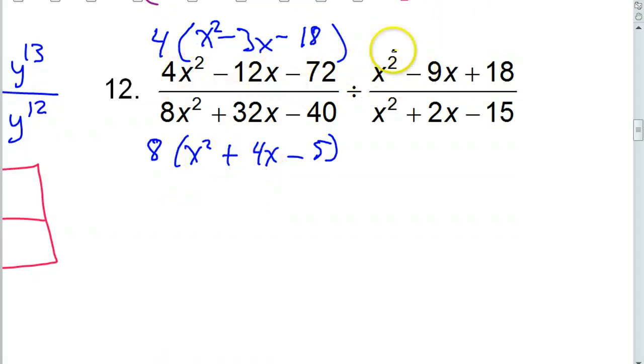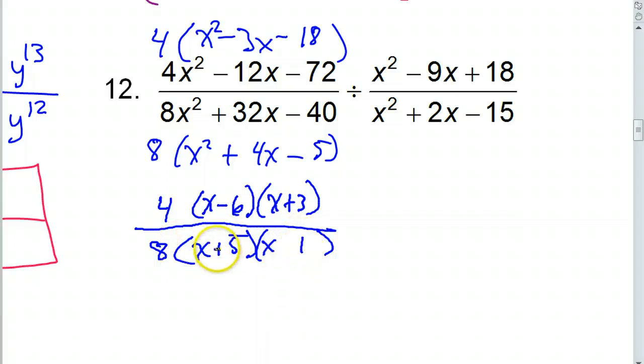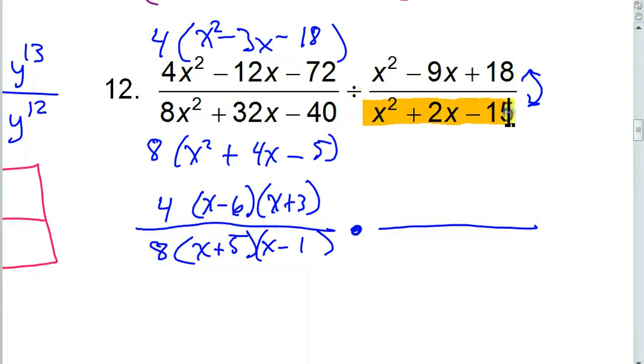Okay, so now I'm going to go ahead and factor and do the reciprocal as I go. So this is going to become 4, and this will be x minus 6, x plus 3. And here we have that 8, and it's going to be x and 5 and 1 and plus and minus. And I'm changing it to multiplication, and I'm going to do the reciprocal now. So I'm going to do the x squared plus 2x minus 15 now, but I'm going to put it here in the numerator. So this is going to factor as x and x, 3 and 5, minus 3 plus 5.